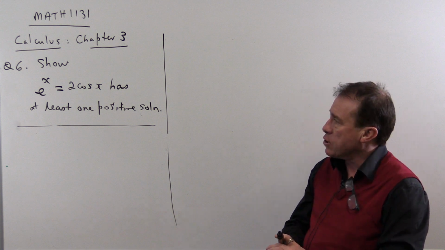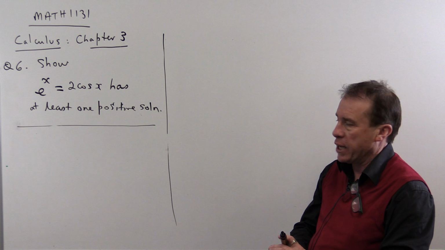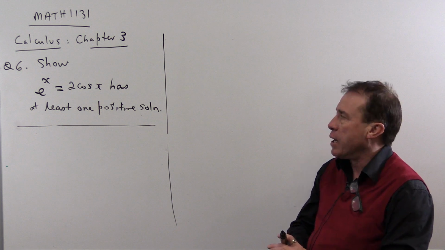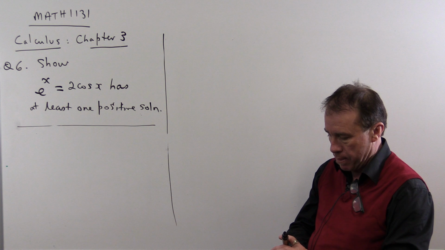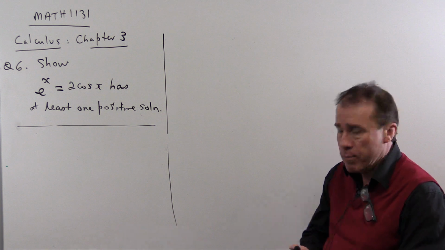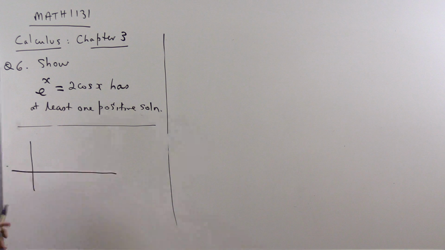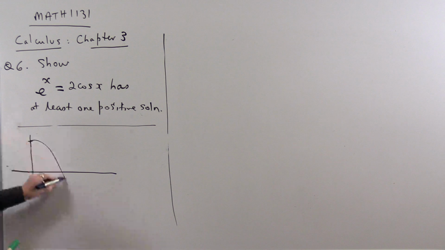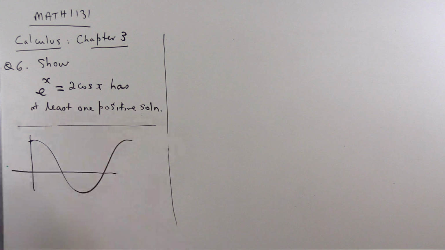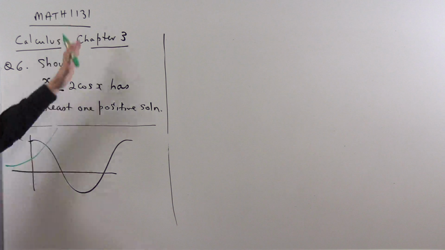This one asks us to show that e to the x equals 2 cos x has at least one positive solution. Let's look at the picture firstly and see what the graphics tell us about this problem. 2 cos x is a function that starts at 2 and wobbles along like a normal cosine curve. And e to the x comes in from here, goes through 1 and then goes up quite steeply.